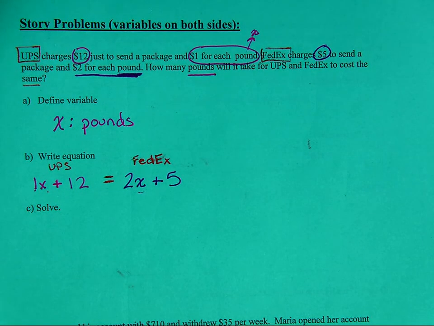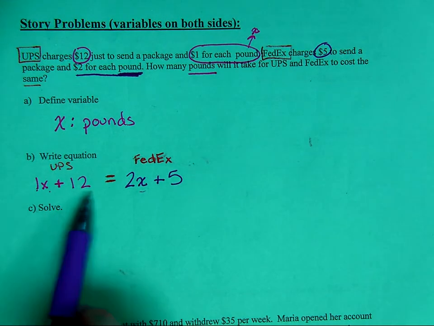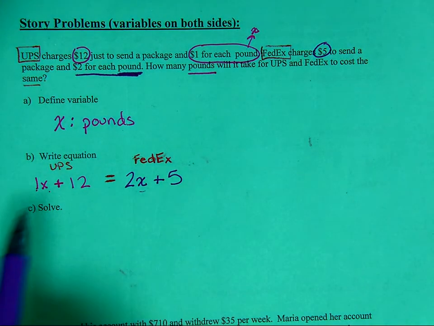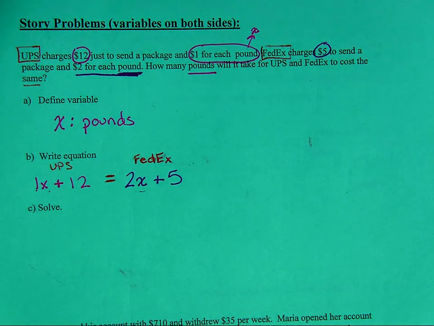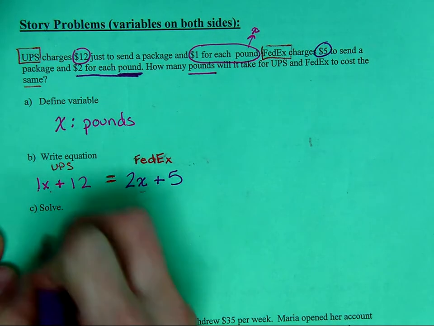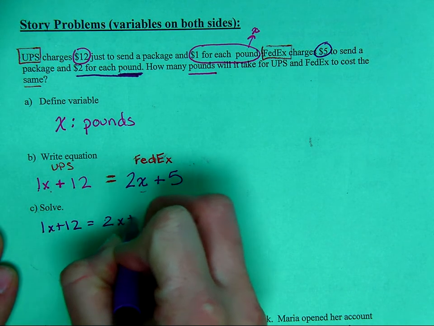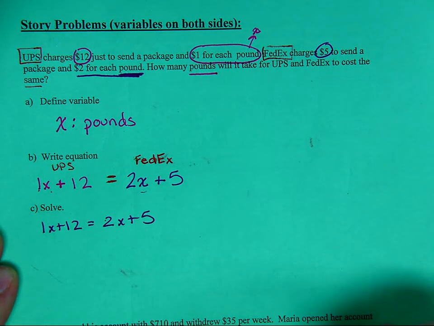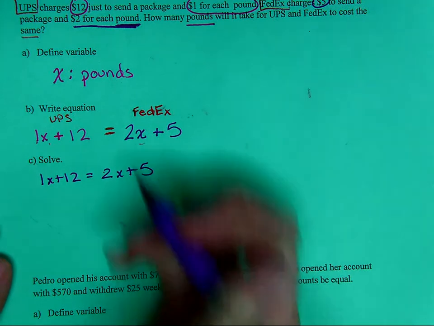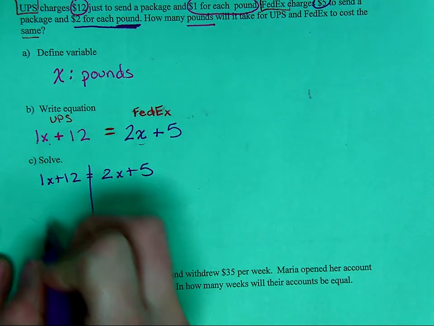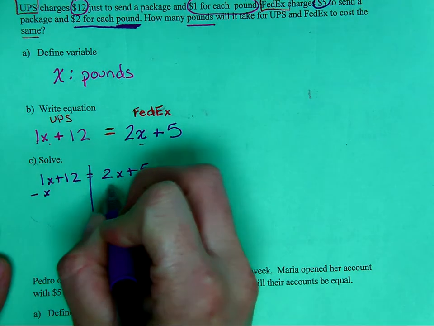So now all I have to do is solve it. I know UPS is set equal to FedEx right now, so I can solve for X to figure out how many pounds until they actually cost the same. So I'm just going to rewrite that down here. If you want to pause and solve this yourself first, you could. So I'm going to subtract my X.